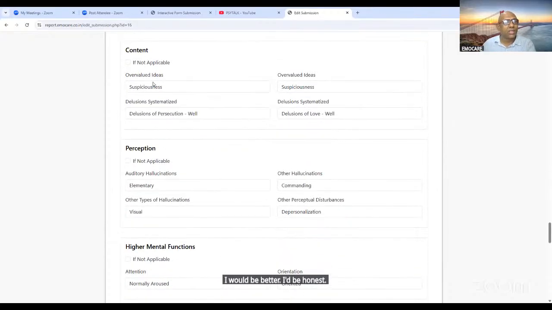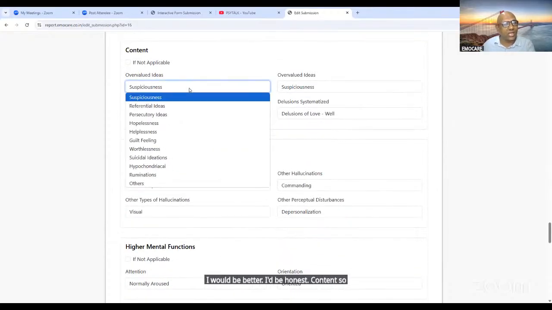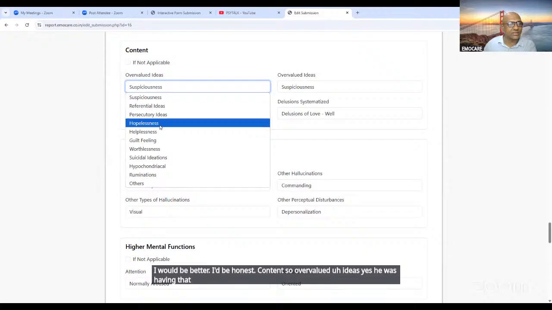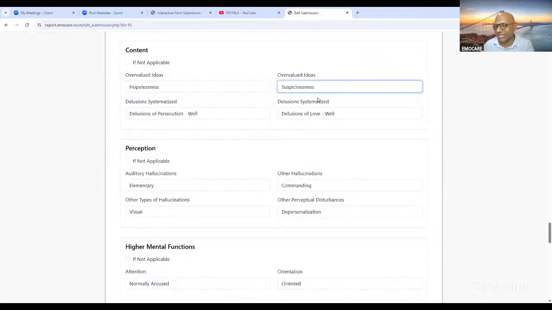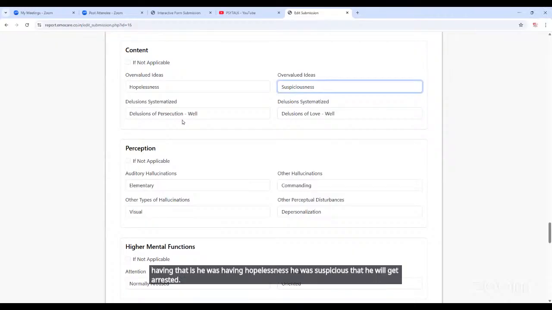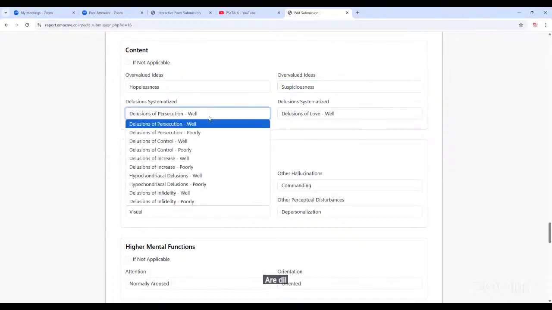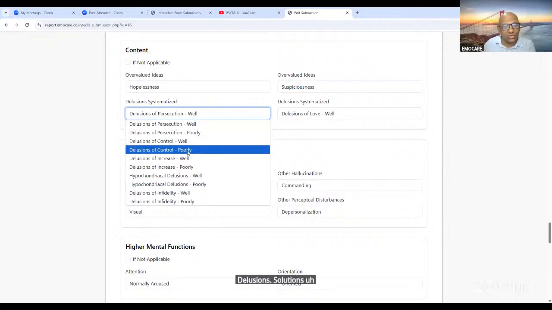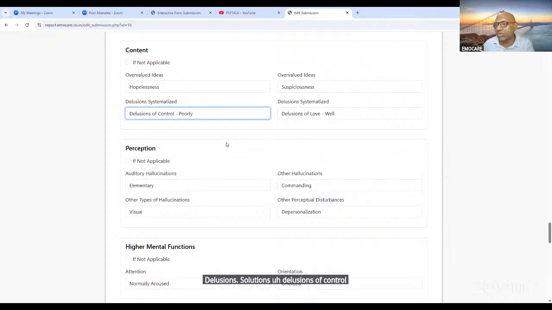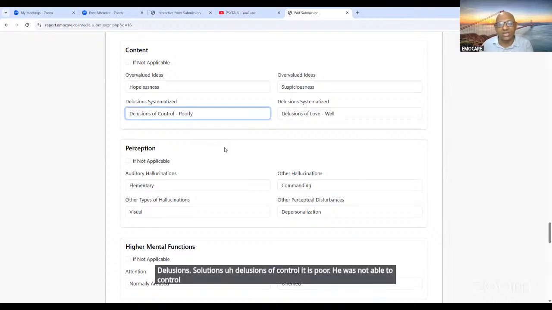Content. So overvalued ideas, yes, he was having hopelessness. And he was suspicious that he will get arrested. Delusions. Delusions of control, it is poor. He was not able to control his various delusions.